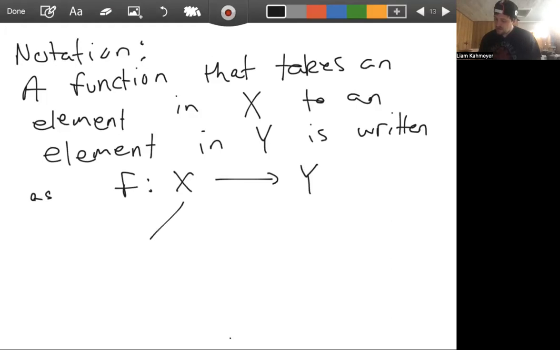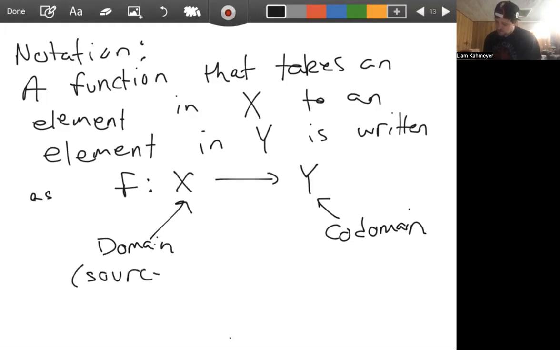We call X the domain, and we call Y the codomain. You may also see the domain written as the source and the codomain written as the target, right? You can think about F being a function that is taking elements from a source space X and sending them to a target space Y, right? Usually we refer to these as the domain or the codomain, but you may hear me refer to these as the source and the target, maybe a little more informal.